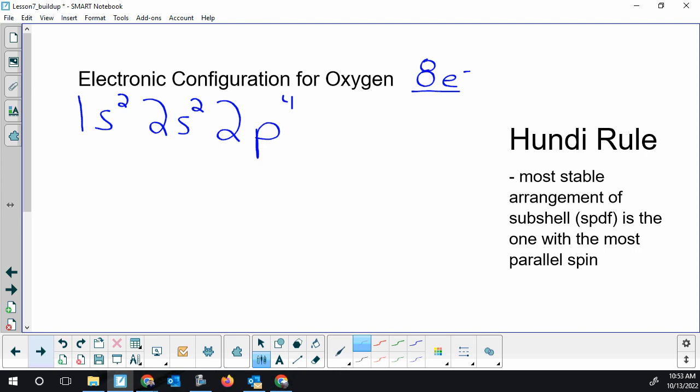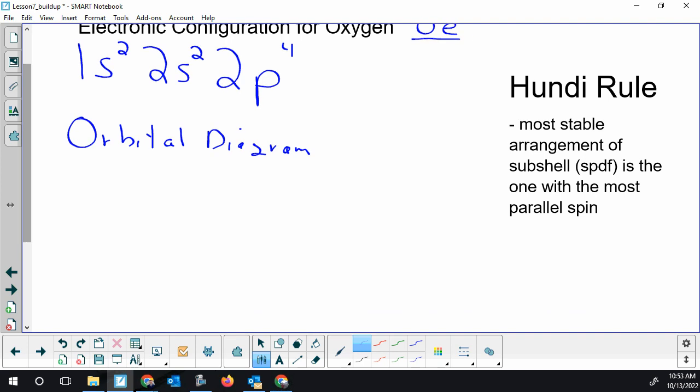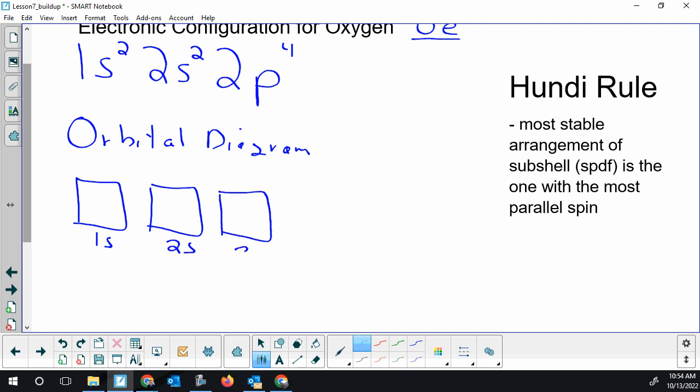So that's the electronic configuration for oxygen. Let's do the orbital diagram. Orbital diagrams are going to expand those p orbitals out into 3 boxes. So we've got something to deal with. We've got 1s, I'll fill that in a second. We've got 2s. And then when we get to 2p, there's the px, the py, the pz.